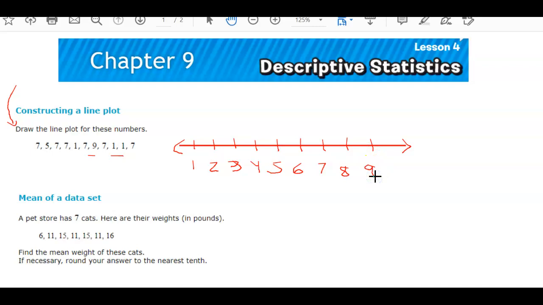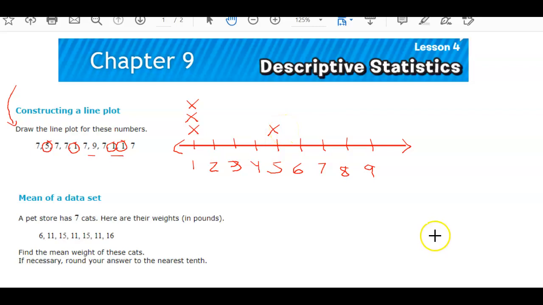Let's go ahead and count those up. And let's see how many 1s that we have. So I've got a 1 here, a 1 here, and a 1 here. So I have 3 1s, so what I'm going to do is put 3 X's above the 1. Okay, do we have any 2s? I don't see any 2s. I don't see any 3s, 4s. I do see I have 1 5 down here, you guys. So I'm going to go ahead and identify that I have a 5 down here.